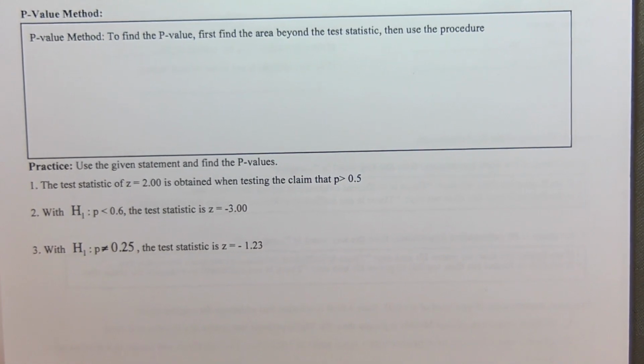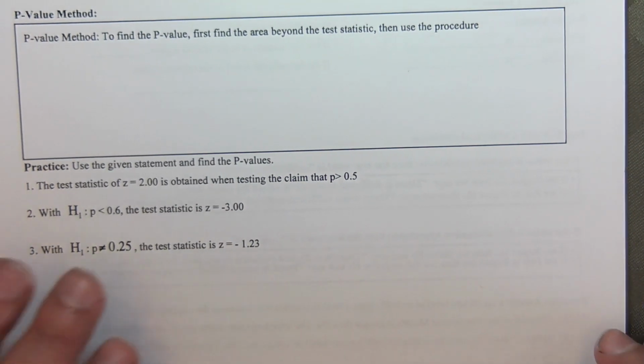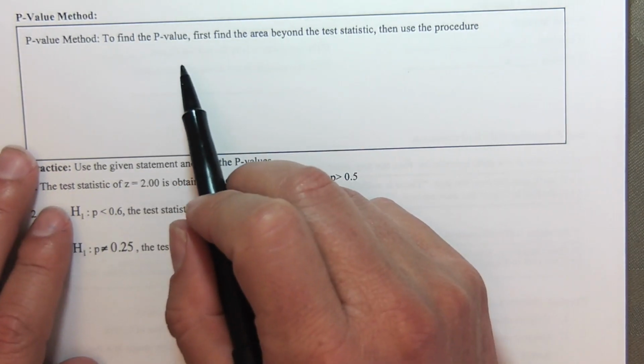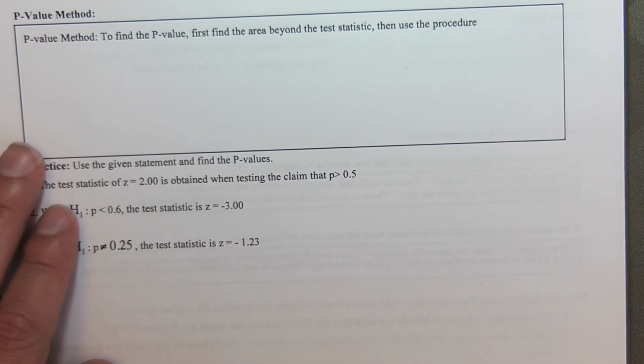And we're going to start with the p-value method. And then we're going to try to put all of this together. So to find the p-value, what we're going to do is find the area beyond the test statistic and then use the procedure.